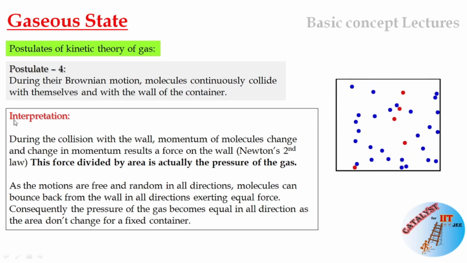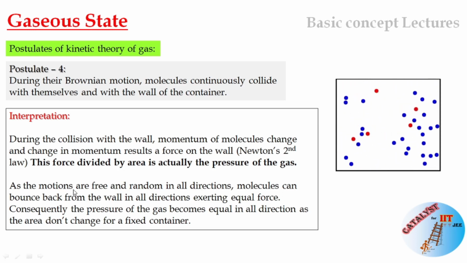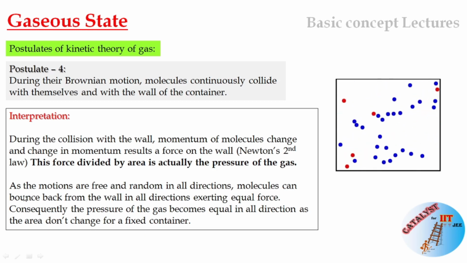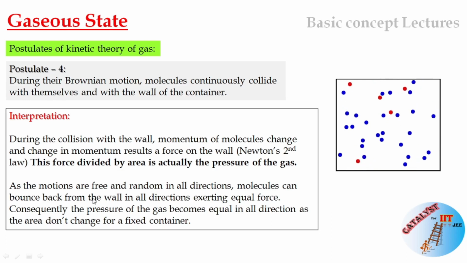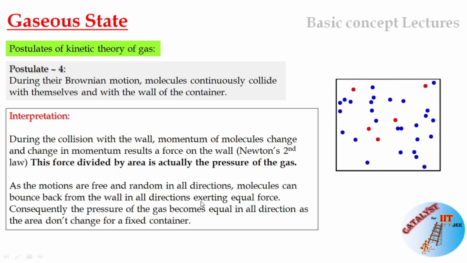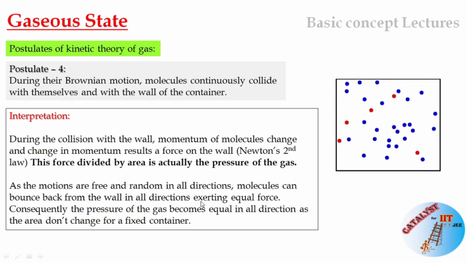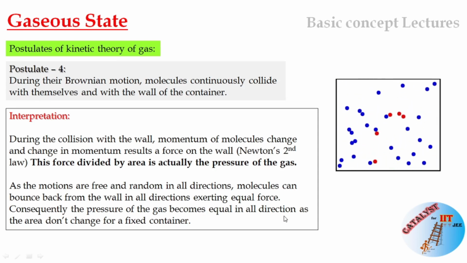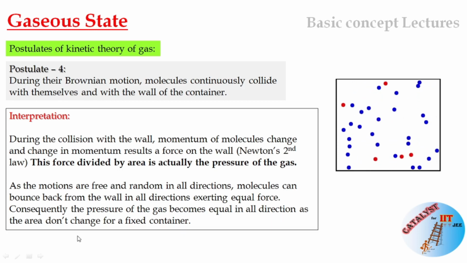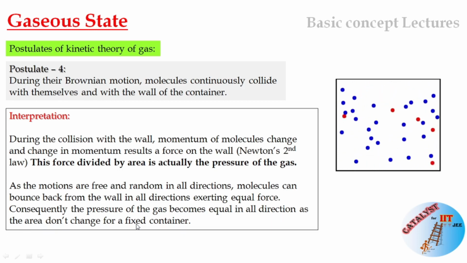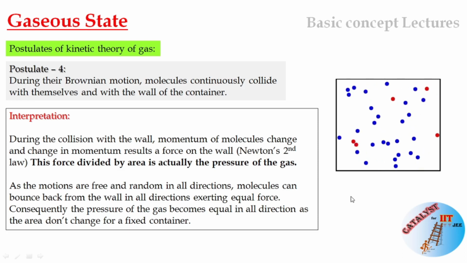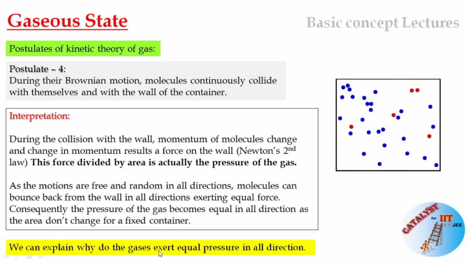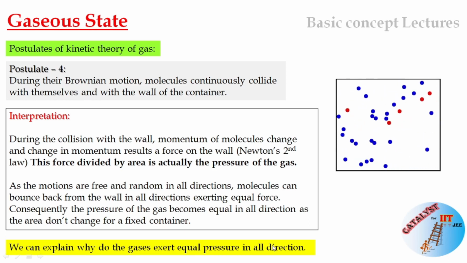Now as the motions of the gas molecules are free and random in all directions, the molecules can bounce back from the wall in all directions, exerting equal force. Consequently, the pressure of the gas becomes equal in all directions because the area doesn't change for a fixed container. So now we can understand why gases exert equal pressure in all directions.